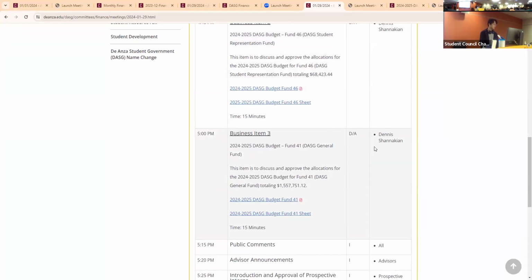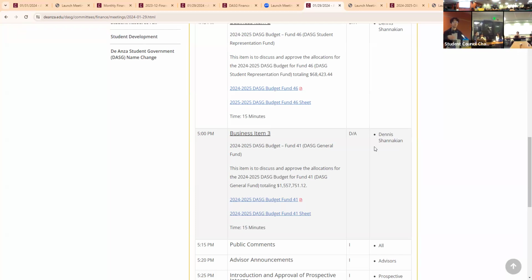Moving on, business item 3, 2024-2025 DASG budget, Fund 41, DASG general fund. This item is to discuss and approve the allocations for the 2024-2025 DASG budget for Fund 41, DASG general fund, totaling $1,557,751. The same thing as above: unless there are any questions or anything else, we just need a motion to approve in the finance committee.